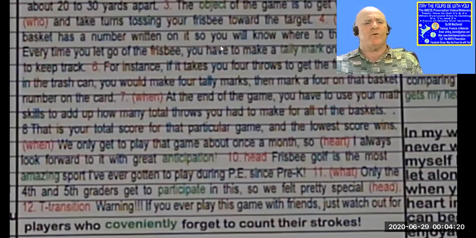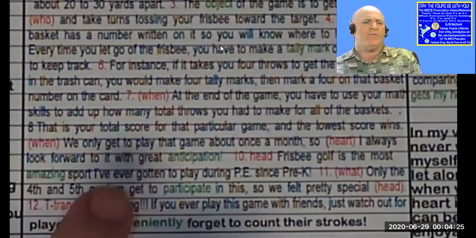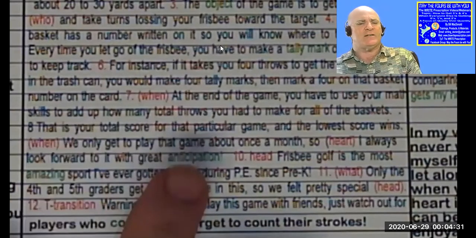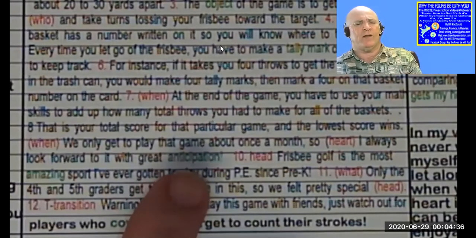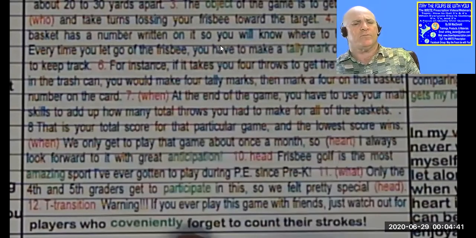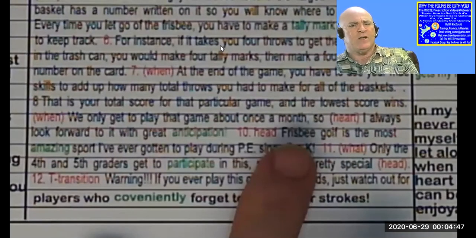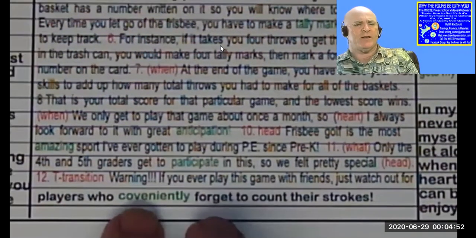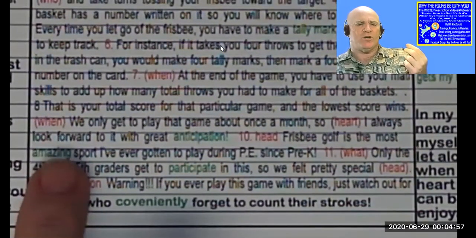So I always look forward to it with great anticipation. So that's telling you I look forward to it. That's the showing part, and great anticipation is the telling. That's a higher word. You're excited, so you look forward to it with great anticipation. So another monkey, and that's a heart connection. 10, a head connection, an opinion coming up next. Frisbee golf is the most amazing sport I've ever gotten to play since pre-K. Not true, because it's just my opinion, but that's my point of view and perspective, which we're allowed to share.